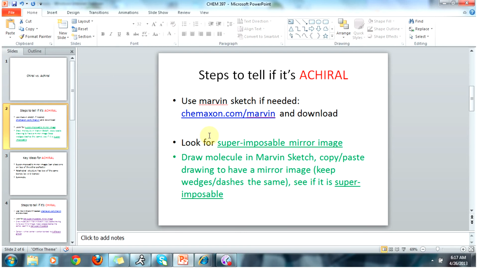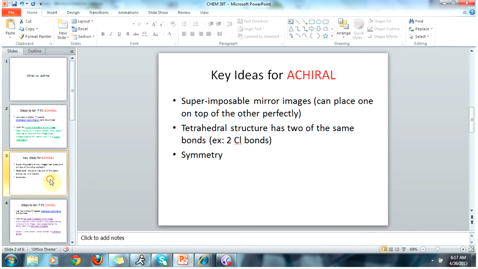So basically what you're looking for with achiral is a superimposable mirror image. How to do that is you draw the molecule in Marvin Sketch, copy and paste the drawing and make a mirror image, but you want to keep the wedges and dashes the same and see if the molecule is superimposable. So basically, for achiral, you want a superimposable mirror image.